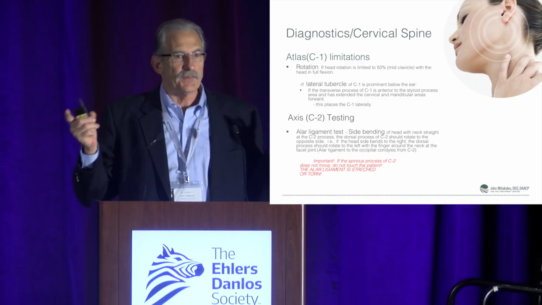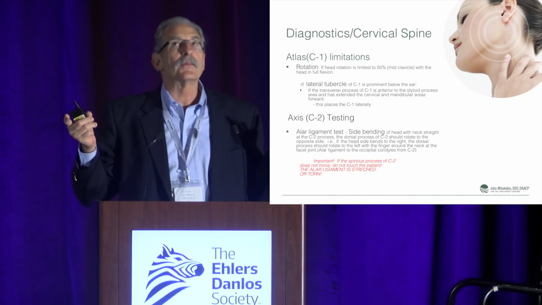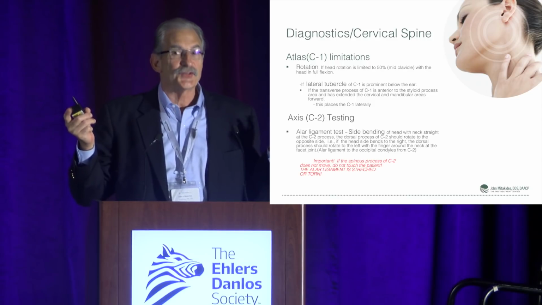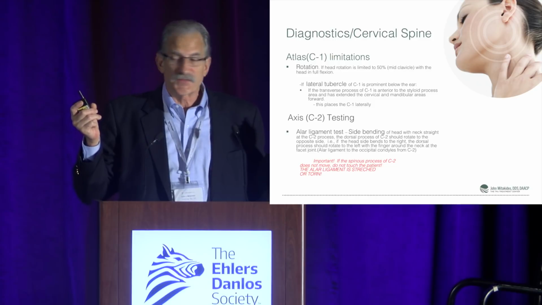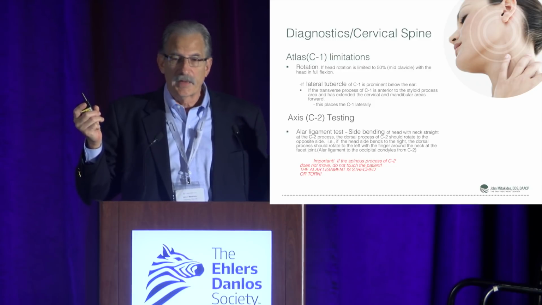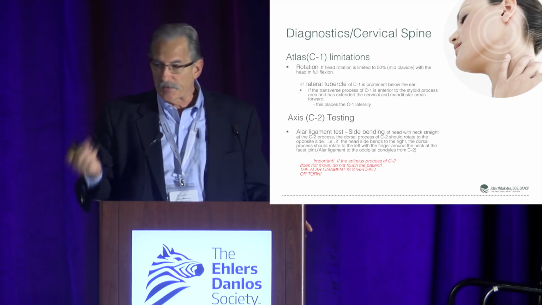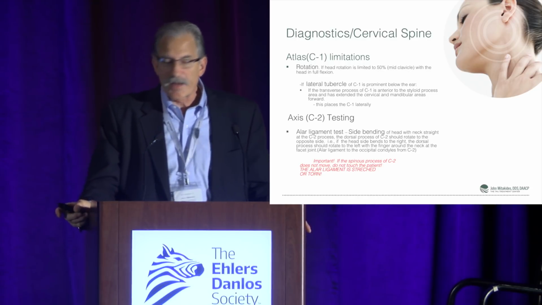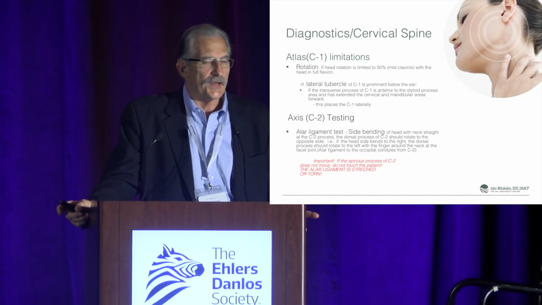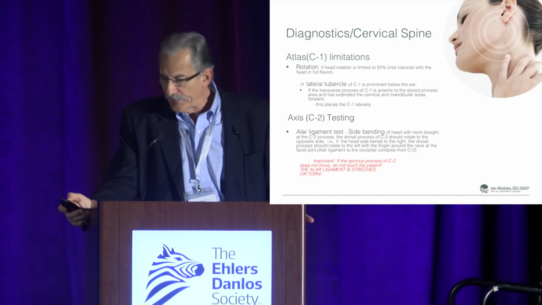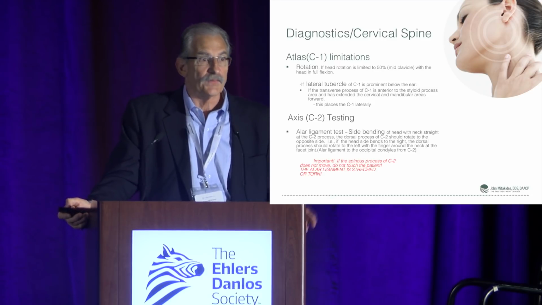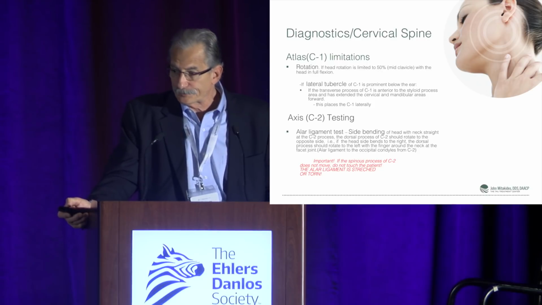So there's 3 major ligaments. The cruciate ligament, which allows you to look up and down, it's your yes ligament. The transverse ligament, which is your no ligament. And the alar ligament is your I don't know ligament, it's your side to side, okay? So when you have limitation in rotation, those motions will be limited. And that's one way to tell if you've got a vertebral problem.